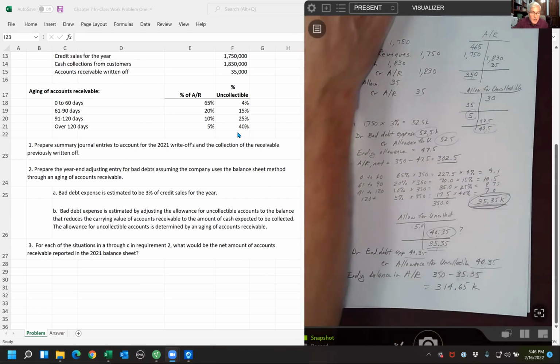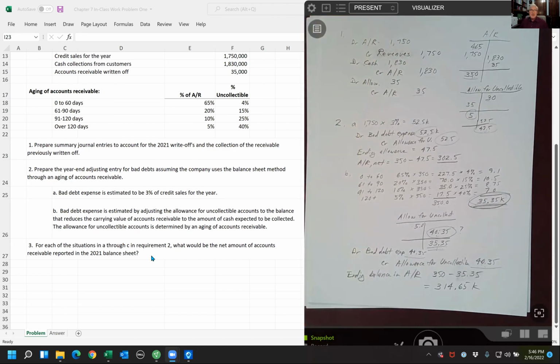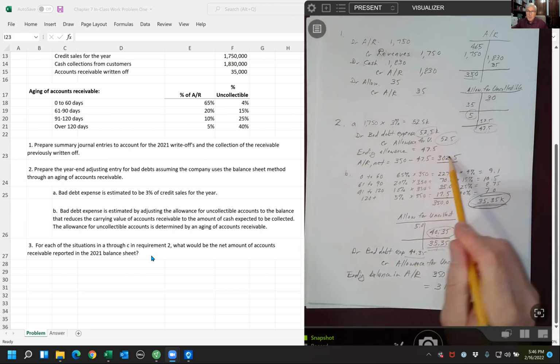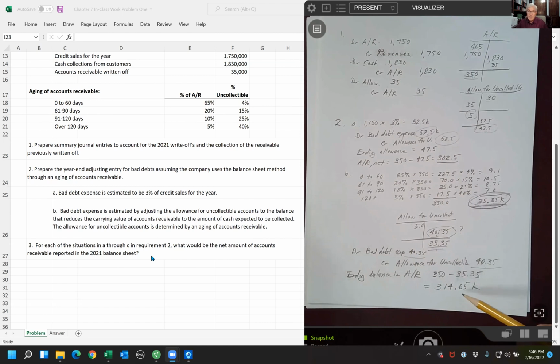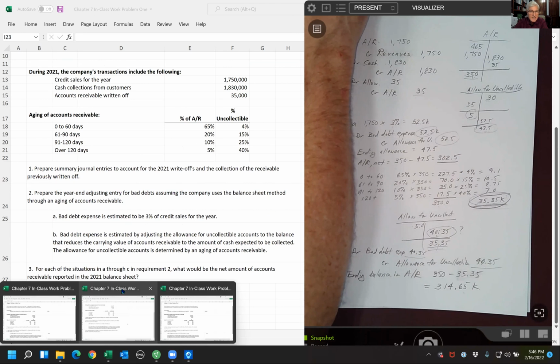Which now I've answered number 3 in each of the situations A through, there used to be a C, I deleted it. For each of the situations in A and B, what would be the net amounts reported? It would be the 302.50 for the percent of sales method, and the 314.65 in the aging method. All right. Next problem, that's 1.